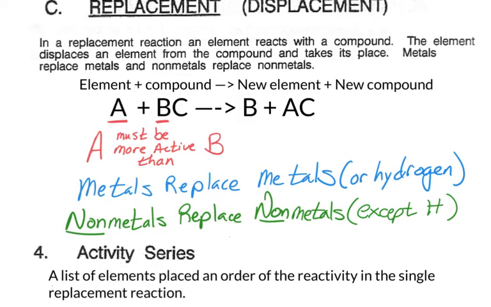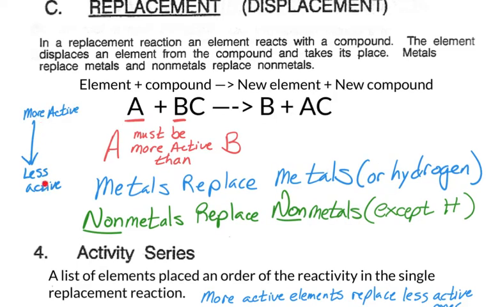An activity series is a list of the elements placed in order of their reactivity in a single replacement reaction. The higher they are on the activity series, the more reactive they are, and the more likely they are to replace anything below them on the activity series. Activity series can be written vertically, which means the ones at the top are the most active and the ones at the bottom are the least active, or horizontally, in which case the ones on the left are the most active and the ones on the right are the least active.